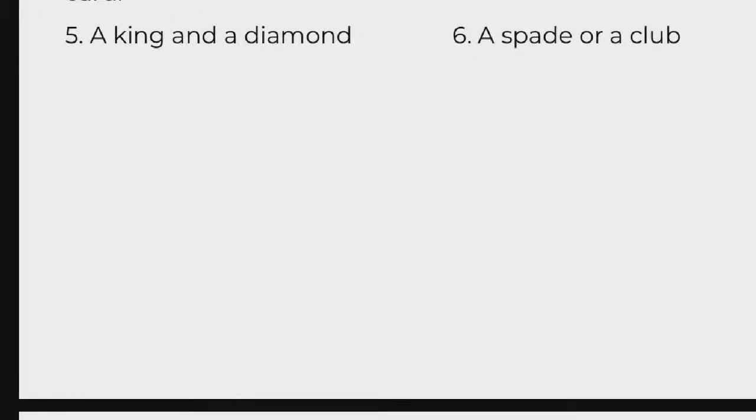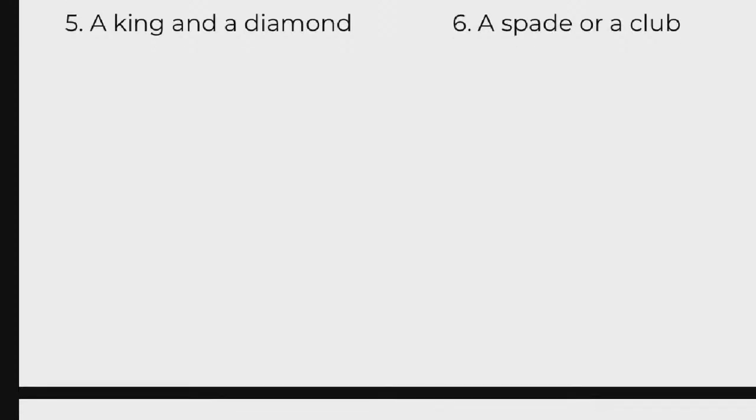Number 5, we want the card to be a king and a diamond. So there are 52 cards total, and we want both to be true. In a deck of cards, only one card is a king and a diamond. So it's going to be 1 out of 52. And as a decimal, that'll be 0.0192.